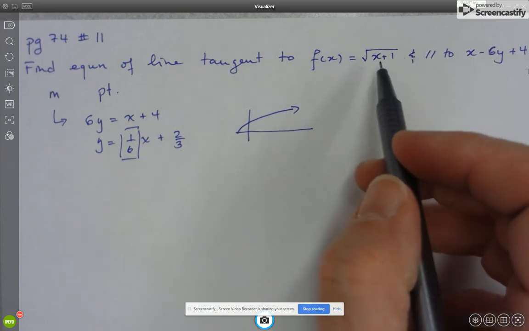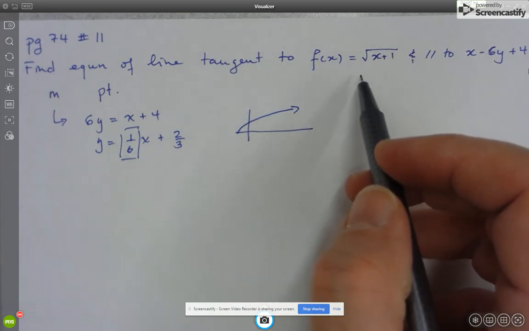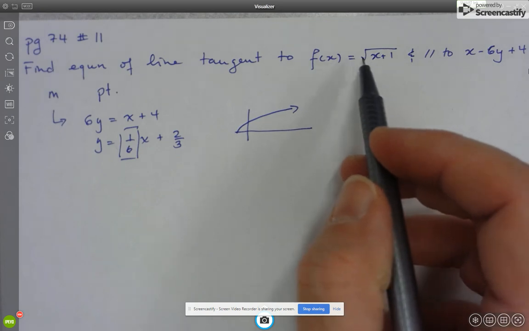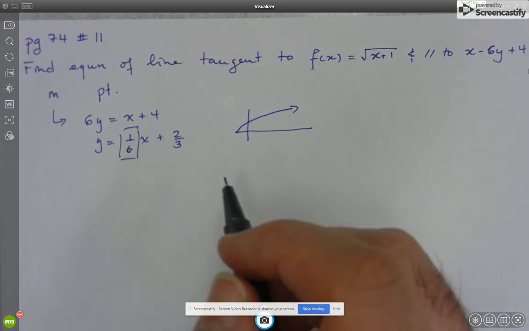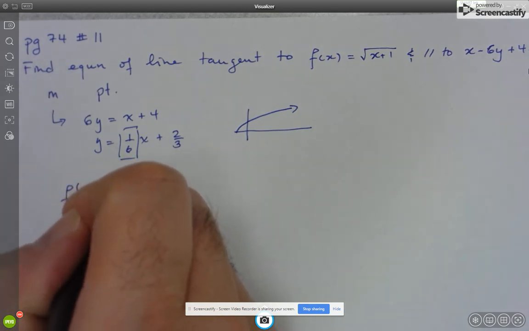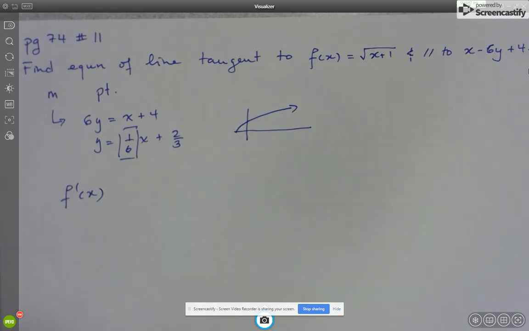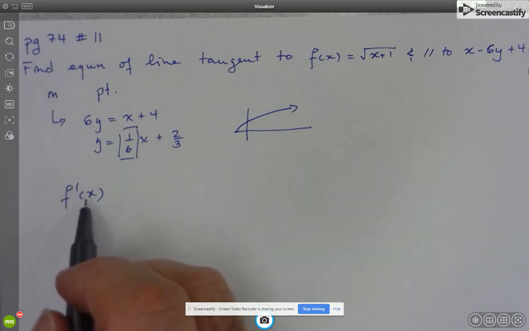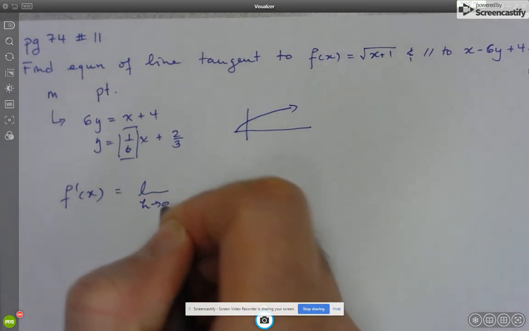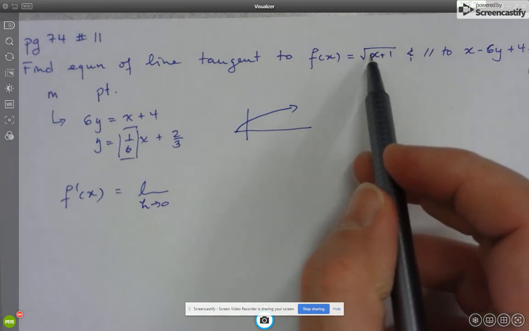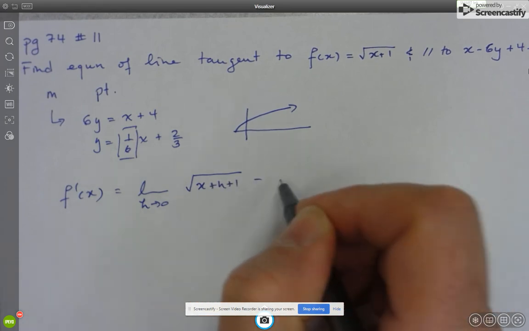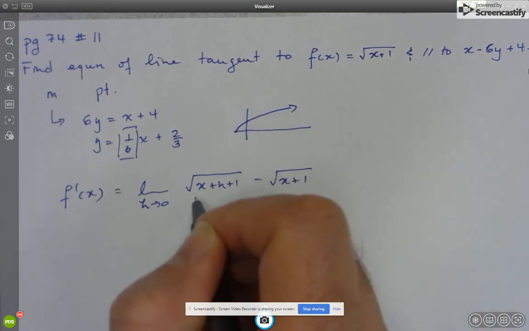Okay, so the idea is to find the derivative of this function and figure out when that derivative is going to be equal to 1/6, which means that the slope of the tangent is equal to 1/6. So that's our next step, is to figure out the derivative of this function. So the derivative of f, which we can use a notation we call f prime at x, this represents the derivative function of f, is equal to the limit as h approaches 0 of f at x plus h. So wherever I see x, I'm going to replace that by x plus h. So root x plus h plus 1 minus f at x, which is root x plus 1, all over h.